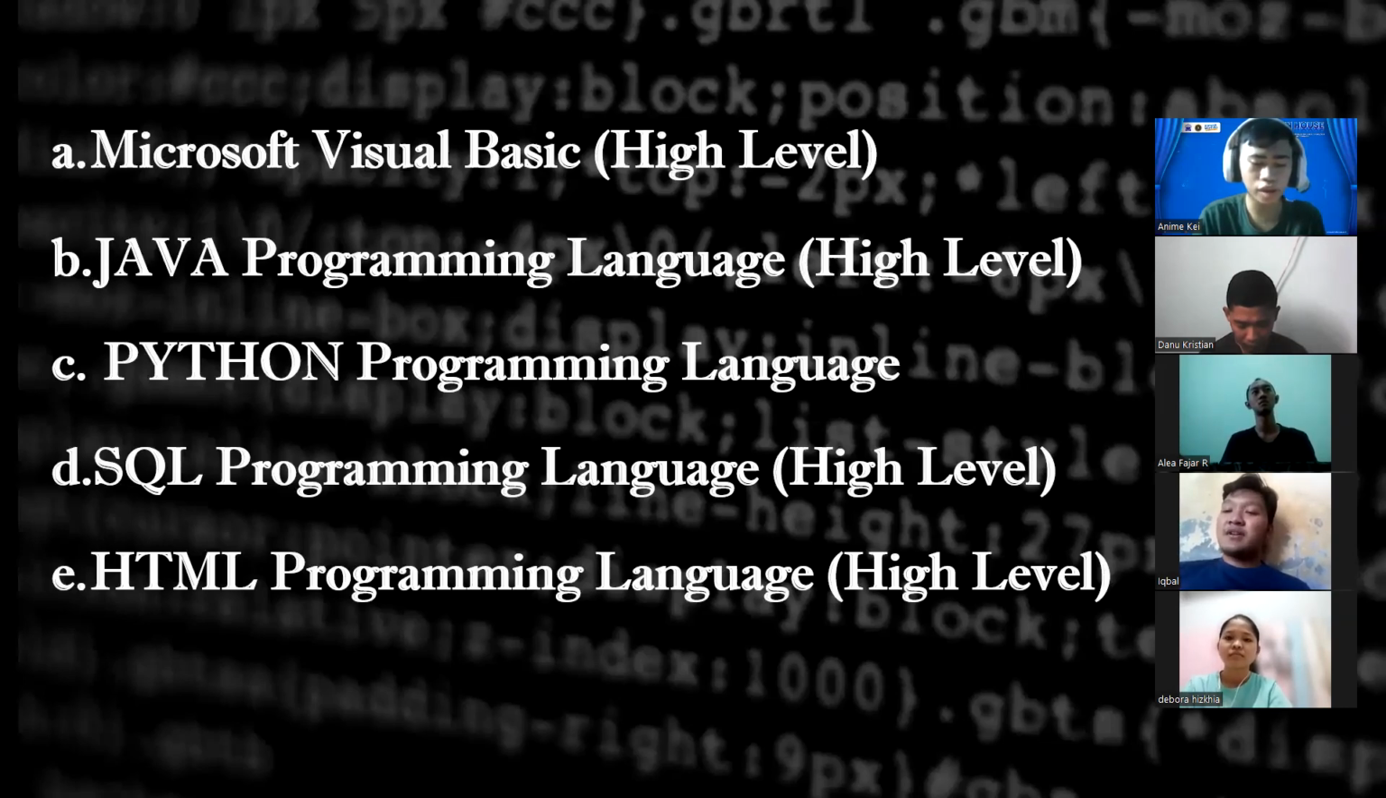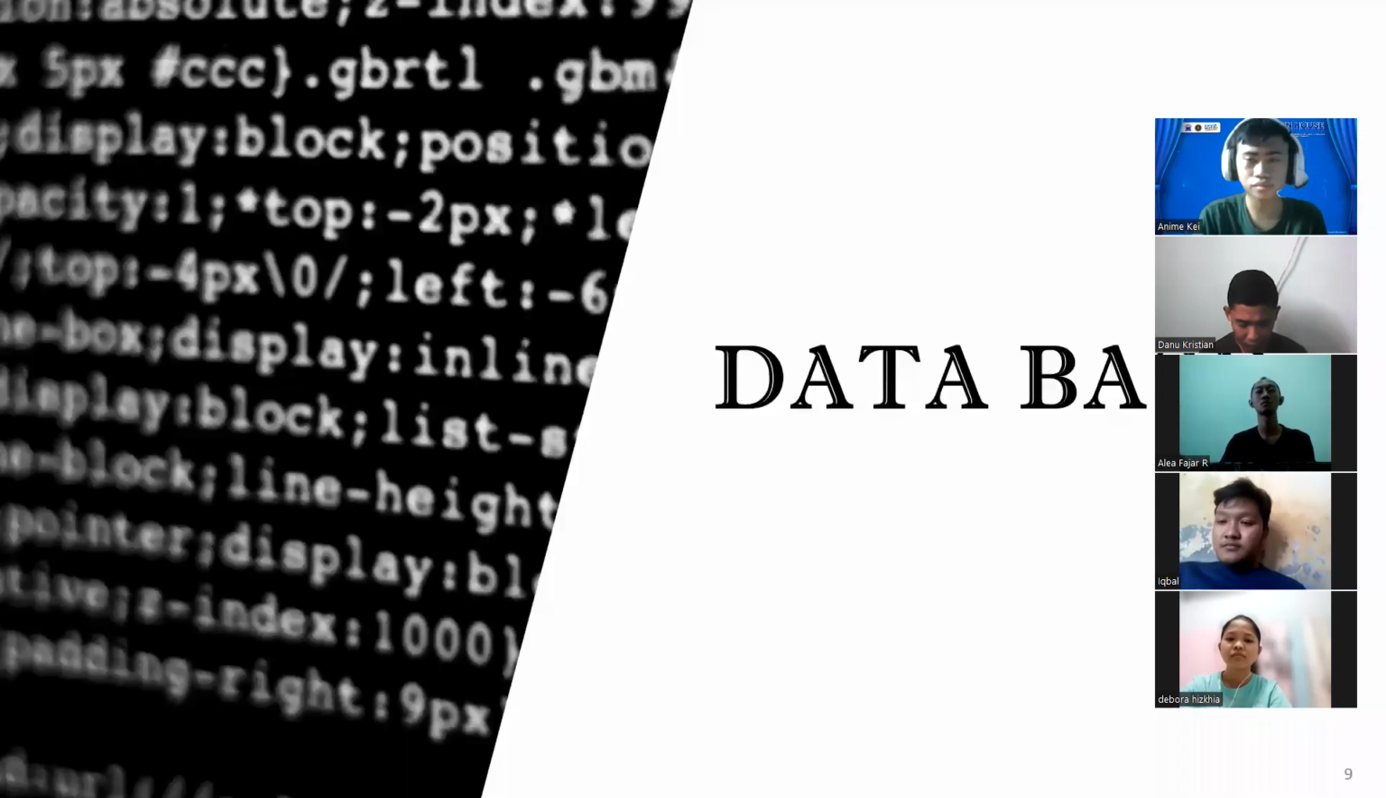The SQL programming language, high level, SQL, or short for structured query language, is a programming language used to access data in relational databases. The HTML programming language, or hypertext markup language, is a markup language used to create a website page and display various information such as text in an internet web browser.